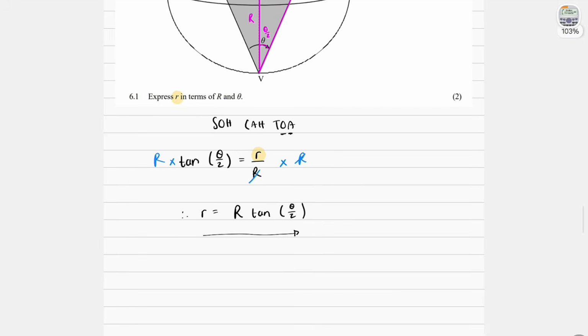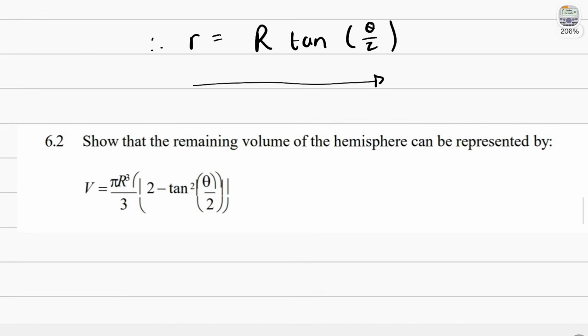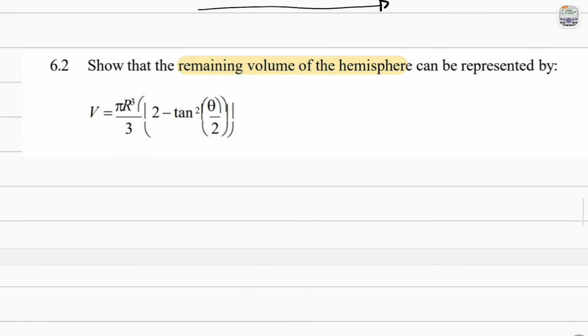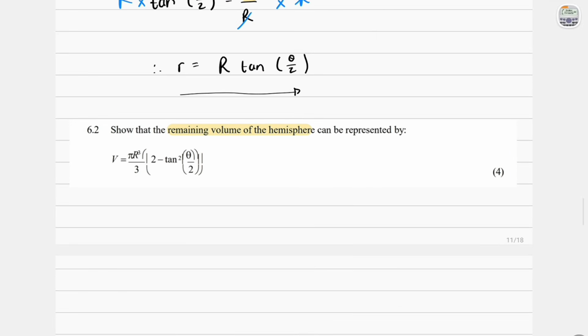Moving on to the next question. Question 6.2 says, show that the remaining volume of the hemisphere can be represented by this. So that remaining volume is going to be pi R to the power of 3 over 3 and then multiplied by 2 minus tan squared theta over 2.